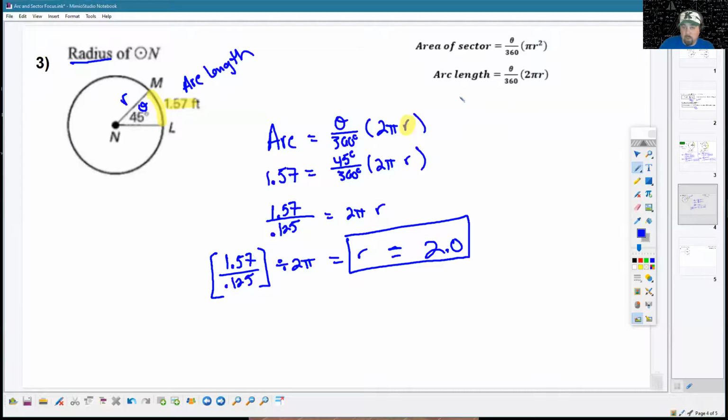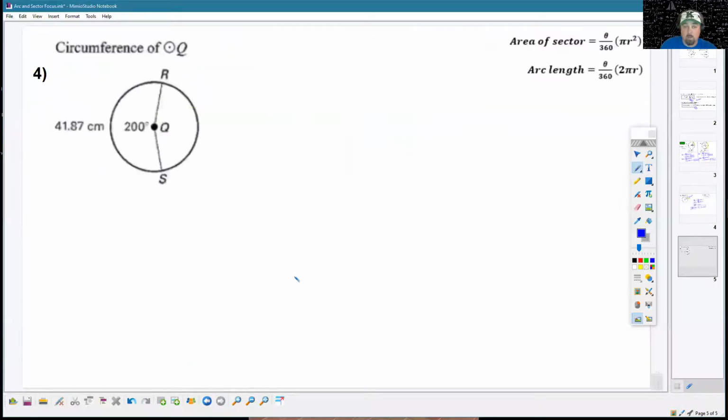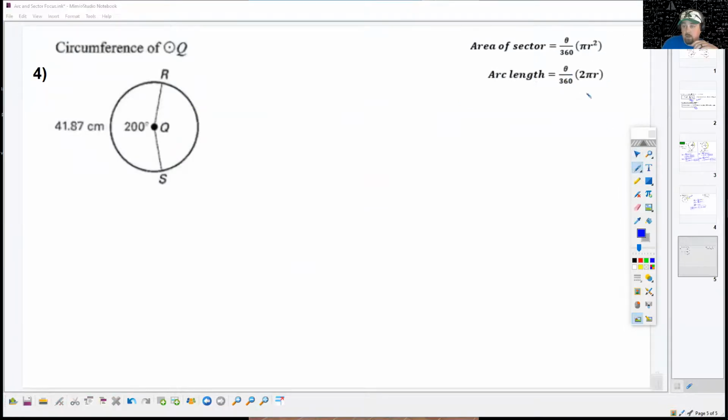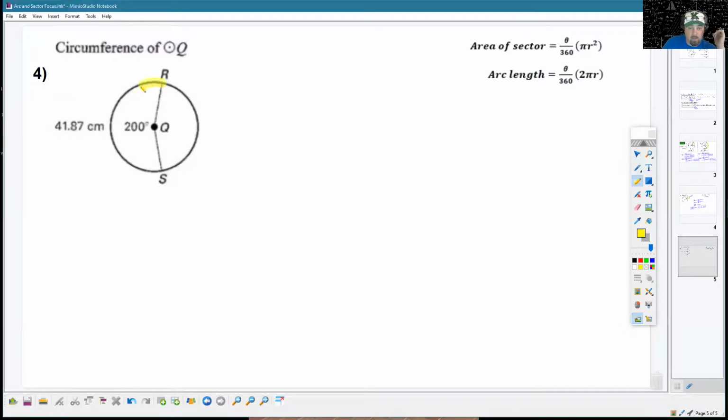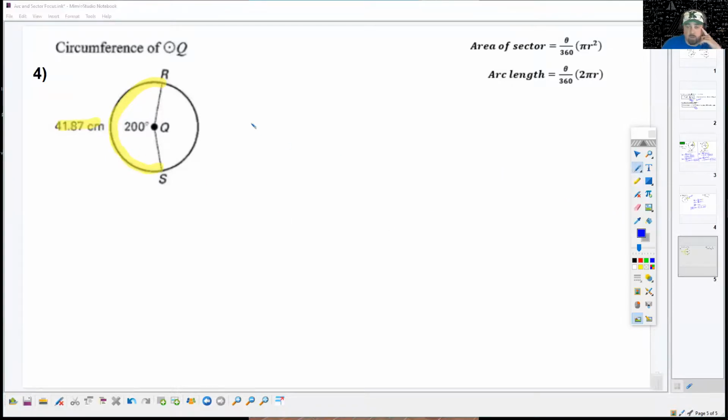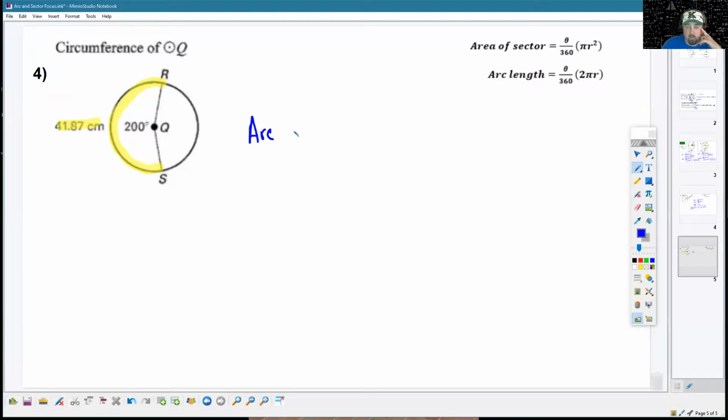So sometimes you'll be asked to solve for different parts of the formula given all the other parts. You'd be given the arc length and asked to find something else in the formula. That's what happens here. We want to find the circumference with this one. So nothing with area. We're going to do arc length again, because this number right here again is the length of that arc. So we're dealing with arc length again.